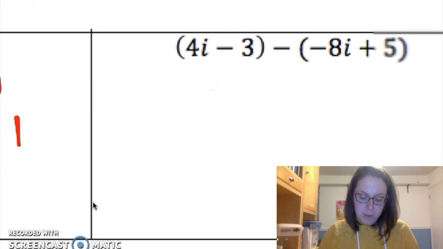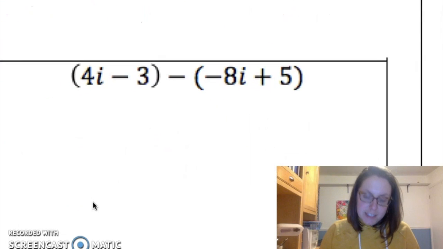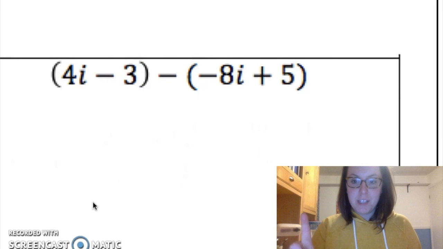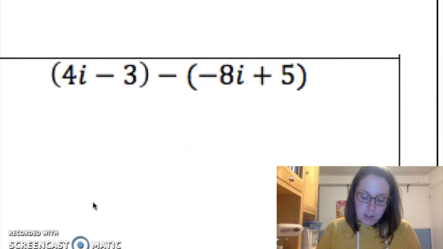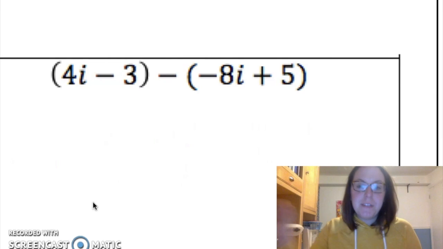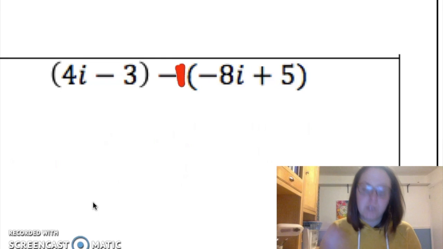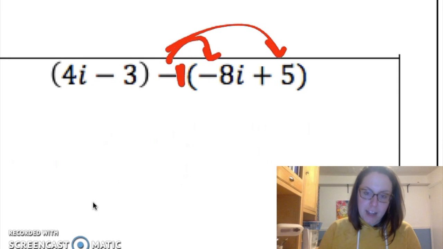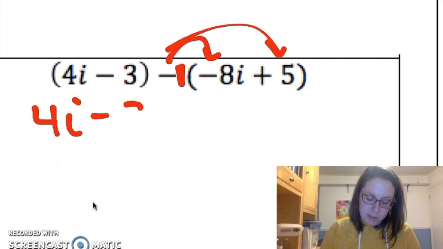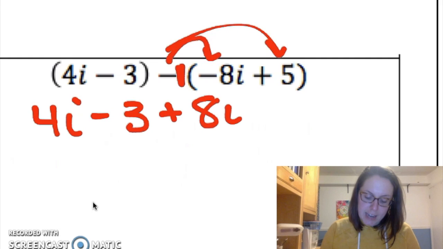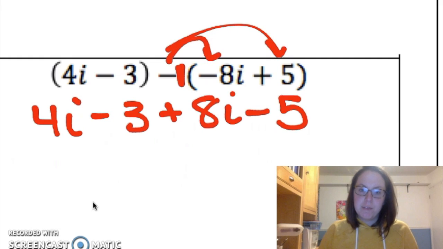All right, last one, and then we're going to do the one from class. So this is not multiplication. This is subtraction, right? So remember that I'm subtracting each of the terms in the second part. Remember that there's an unwritten 1 out there as a coefficient. So I am distributing that negative 1 out. So this is 4i - 3 + 8i - 5.